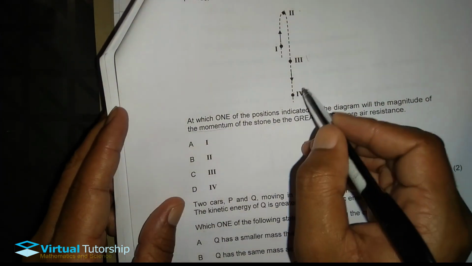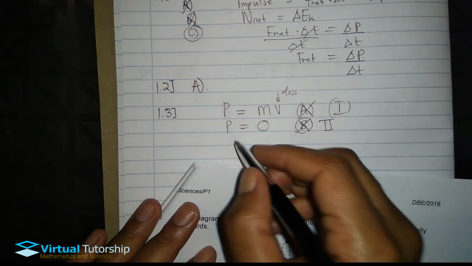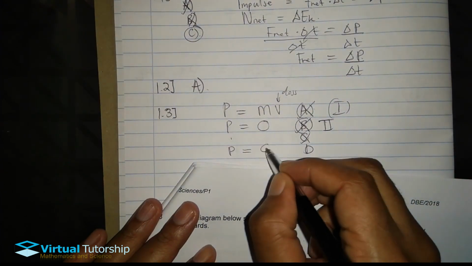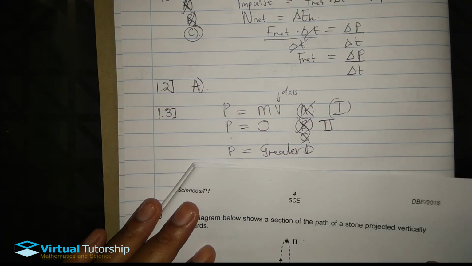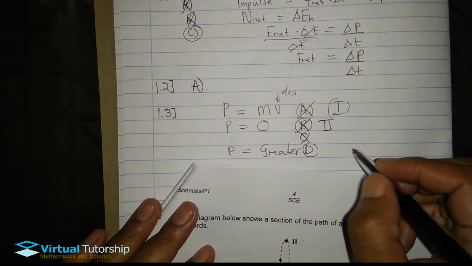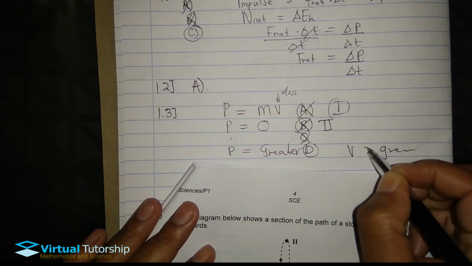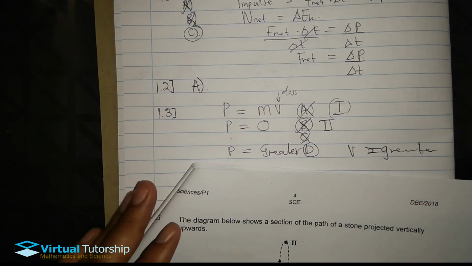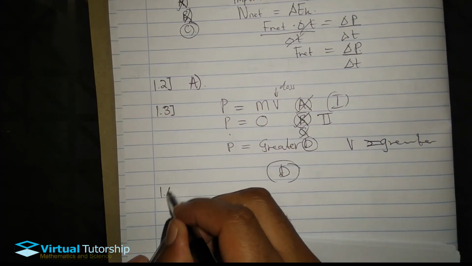So our answer is D, because at point 4 the projectile will have the greatest amount of velocity. So C is out, but B will give us a greater value of momentum because at point D the velocity is greater. So a greater v means a greater amount of momentum. So our solution or our answer is D for 1.3.